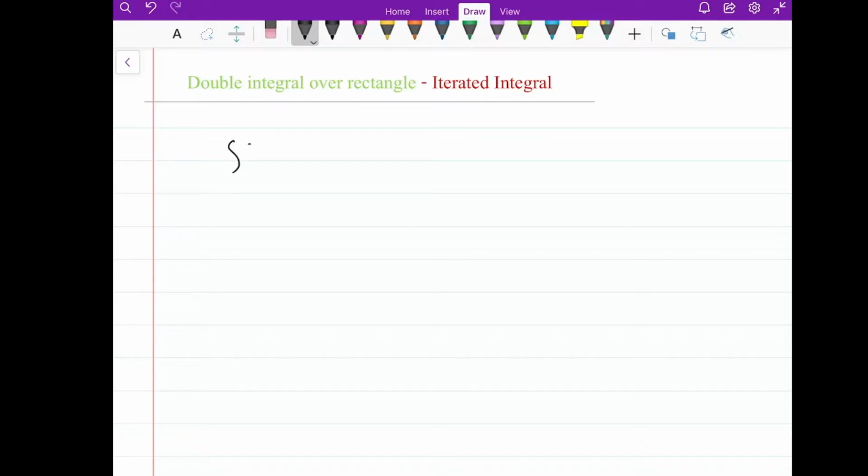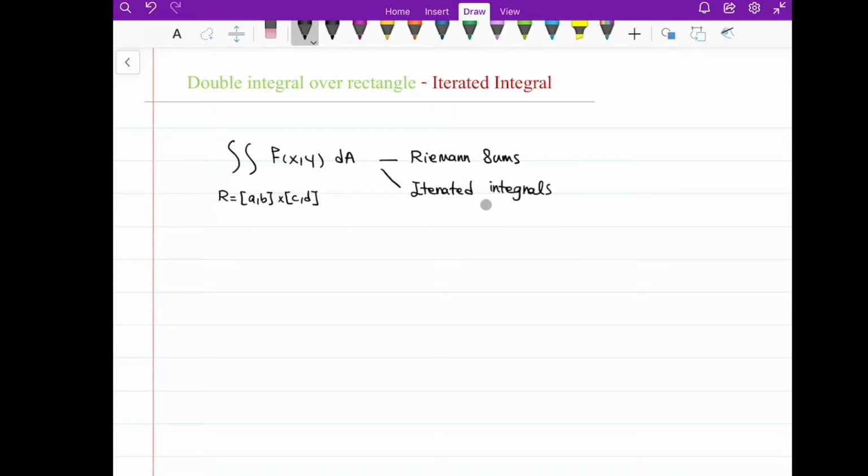If we have a double integral of a function of two variables f of x and y dA over the region R, where the region R is from a to b on the x-axis and c to d on the y-axis, basically when we have a rectangle in here, we can use the Riemann sums to solve them, which we covered in the previous videos, and we can use the iterated integrals. This method, I'm gonna talk about it right now.